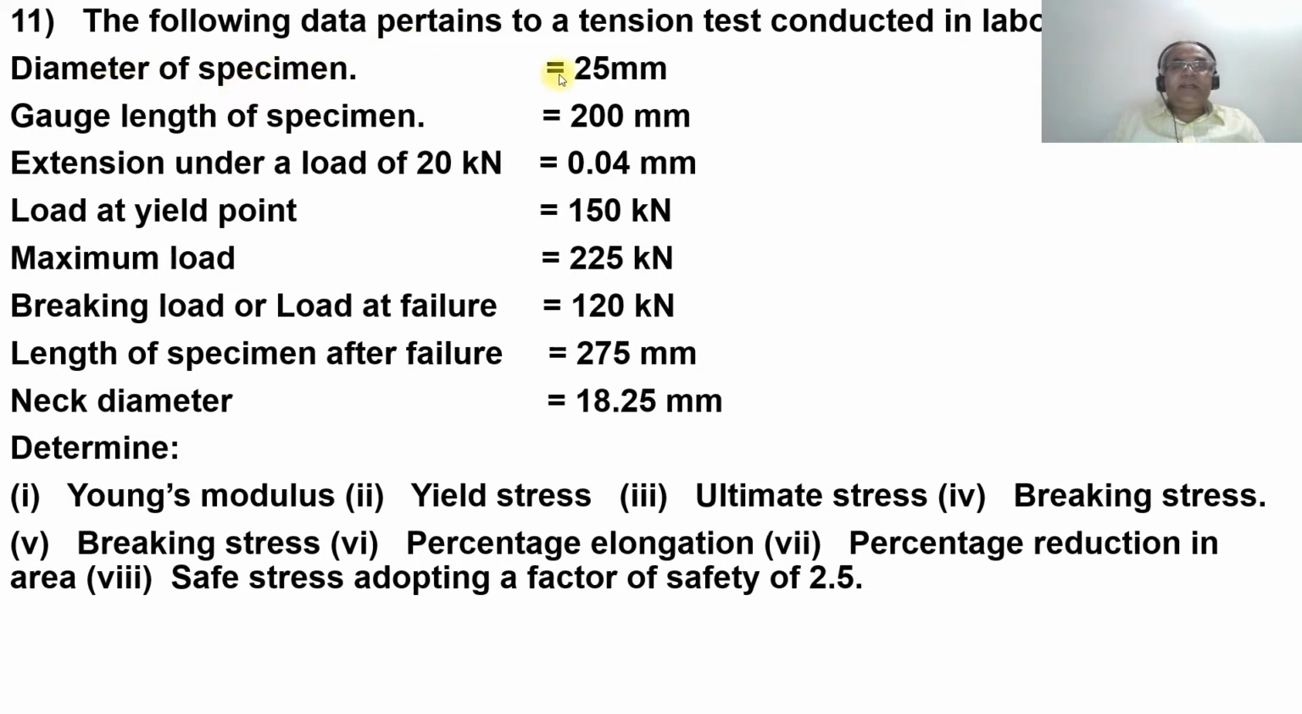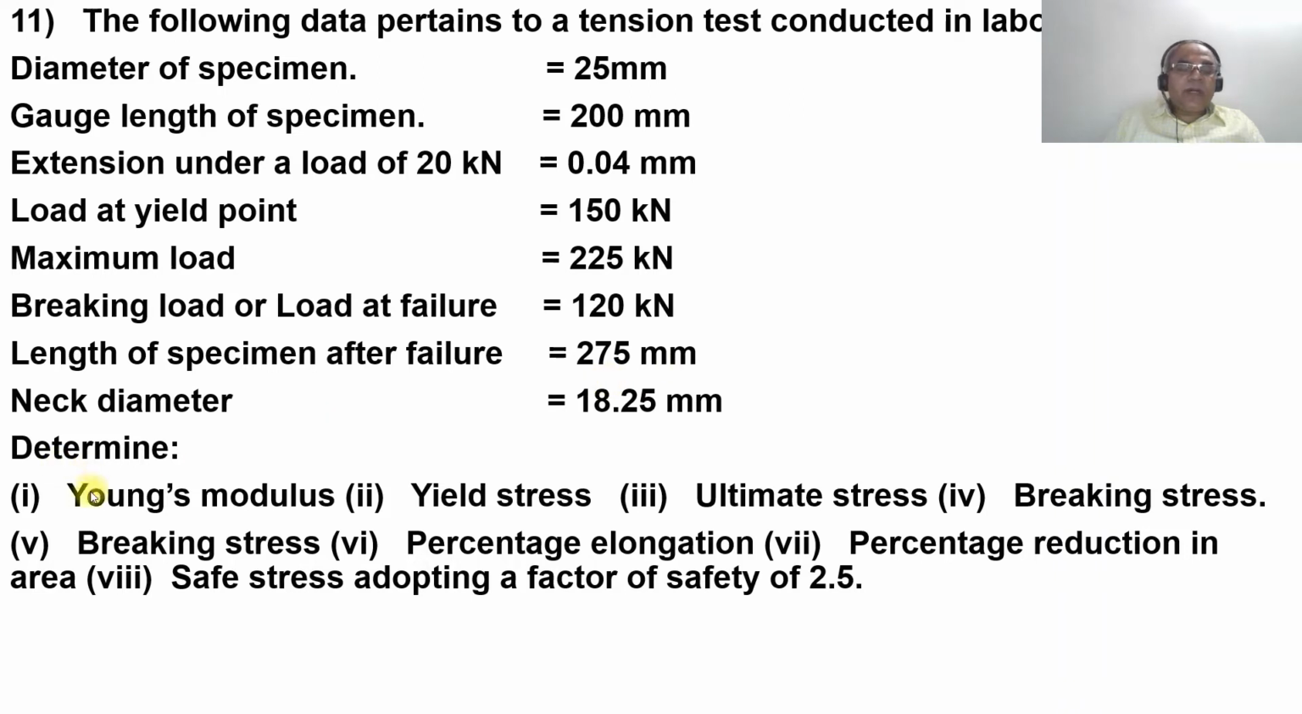The diameter of the specimen is 25 mm. Gauge length of the specimen is 200 mm. Extension under a load of 20 kilonewton is 0.04 mm. Load at yield point is 150 kilonewton. Maximum load is 225 kilonewton. Breaking load or load at failure is 120 kilonewton. Length of specimen after failure equals 275 mm. And neck diameter is 18.25 mm.